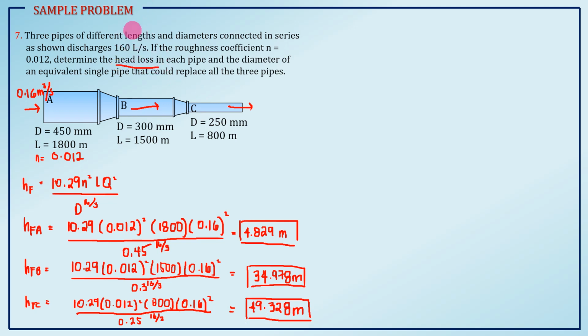No, we have follow-up question. Diameter of an equivalent single pipe that could replace all 3 pipes. So, what does it mean? So, kapag sinabing equivalent single pipe, it must have the same flow rate. Same Q na dadalhin and same head loss, HL.